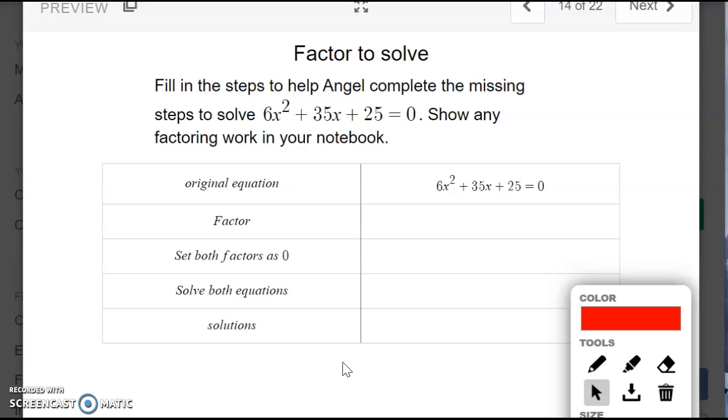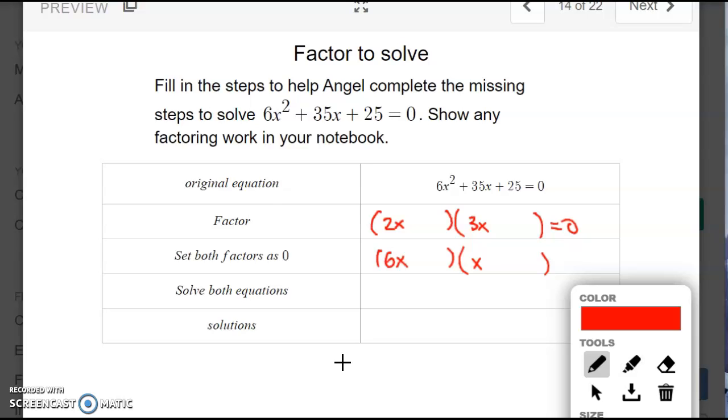Okay, so when you have 6x squared plus 35x plus 25, again, you're going to start by putting the template. The only way I can get 6x squared is either 6x and an x or 2x and 3x. I'm going to try 2x and 3x first. If it doesn't work, then I'm going to go to 6x and an x.